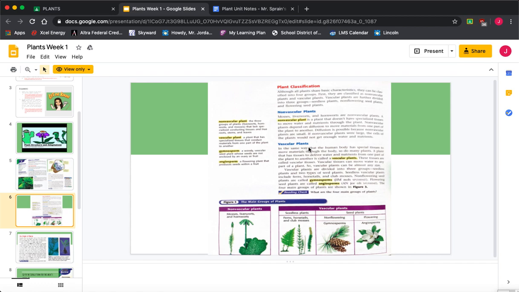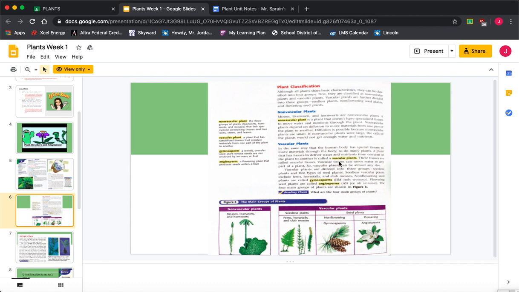The next section is vascular plants. In the same way that the human body has special tissues to move materials through the body, so do many plants. A plant that has tissues to deliver water and nutrients from one part of the plant to another is called a vascular plant. It's a really important keyword, vascular plants. So they have that tissue that can move water from one part of the plant to another.